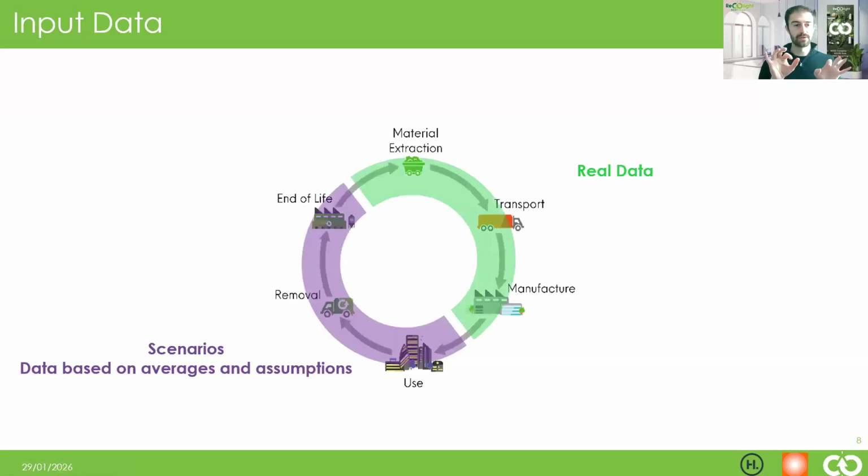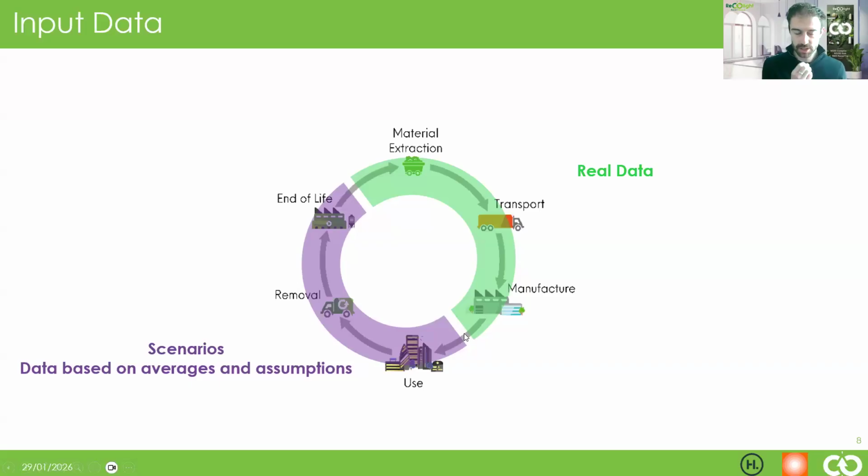Now, there are actually two different types of data that we're talking about when we consider the product's life cycle. If we take the material extraction, transport to manufacturing facility, and manufacture, the data associated with these sections of the product lifecycle are actually real data. You know what your procurement is, you know what your utilities are, you know what your wastes are, or a manufacturer knows that information. And so that real data can then be used within the EPD.